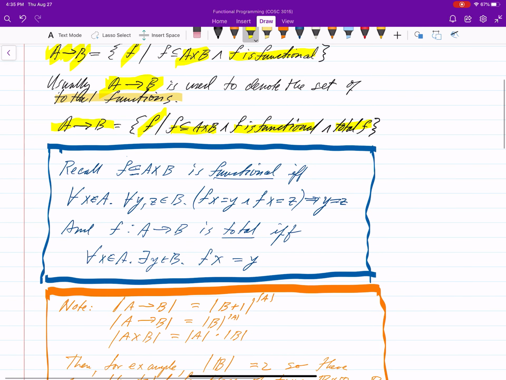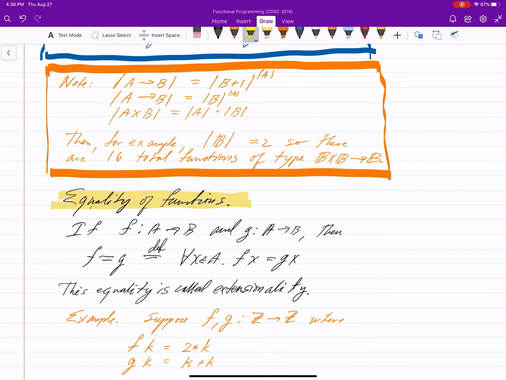So when you're looking at the notes, I'm going to upload these notes as a PDF. Remember, it's functional if no x can go two different places. If x goes to y and x goes to z, then y must be equal to z. And a function is total if everything from A goes somewhere in B. There's no leftover edges.